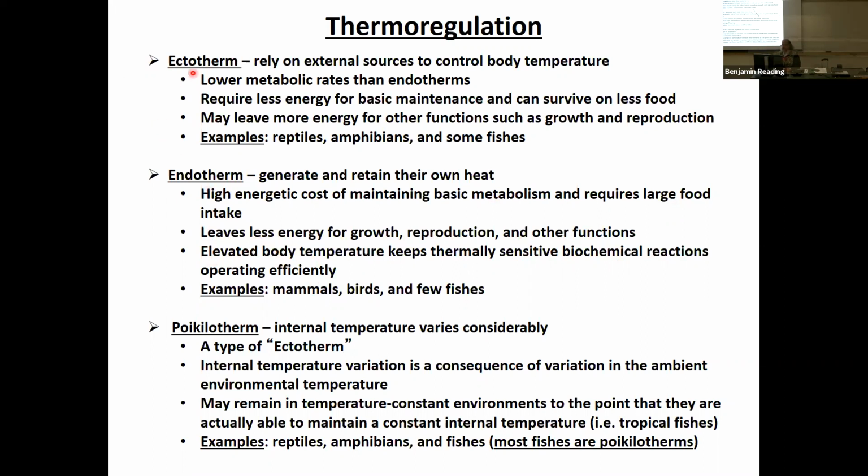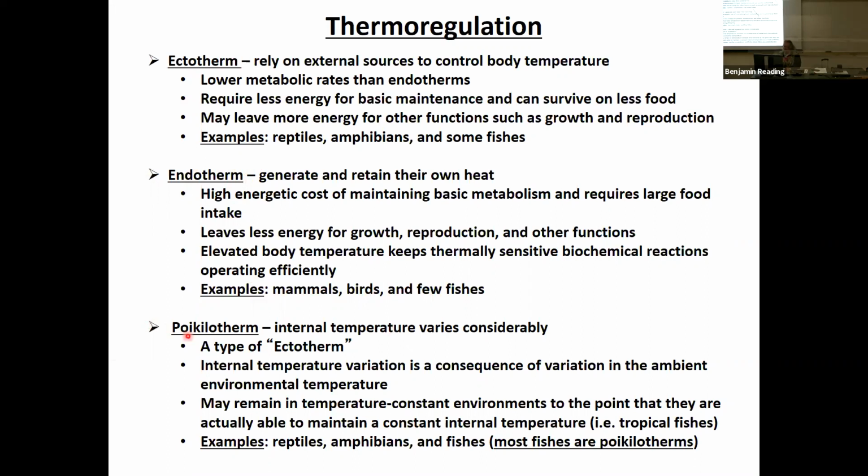When you're an ectotherm, your enzymes might not do so well at a really cold temperature, but they also might not do so well at a very high temperature. Whereas endotherms can control this temperature, which means their enzymes, they're paying a price to make sure they're always operating optimally. So examples here are mammals, birds, and a few fishes. We've already talked about these, things like tunas.